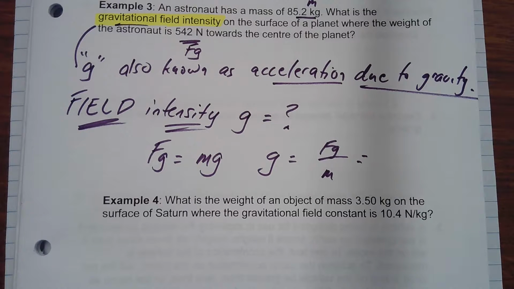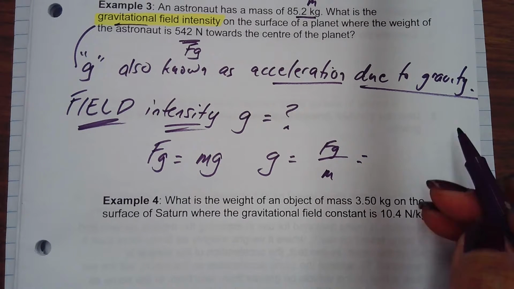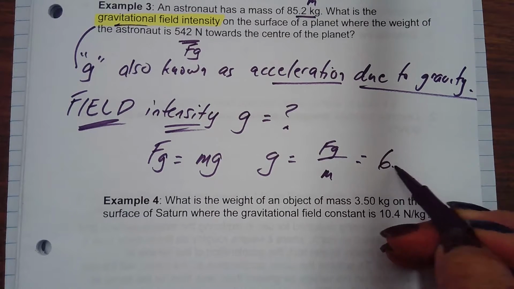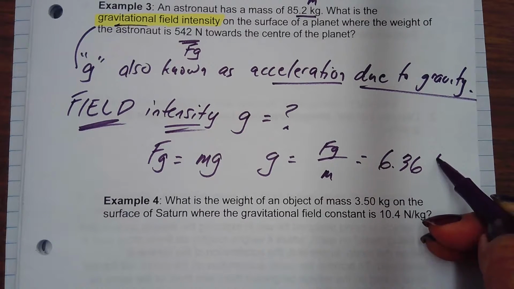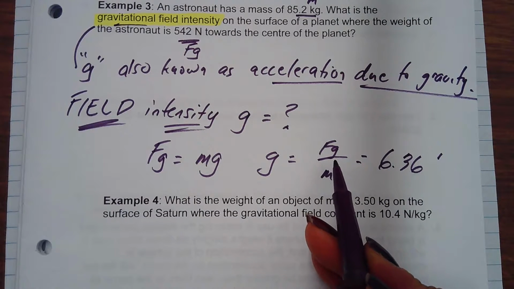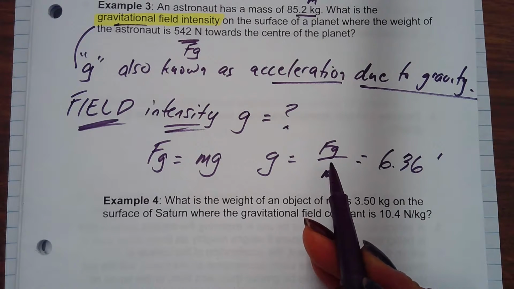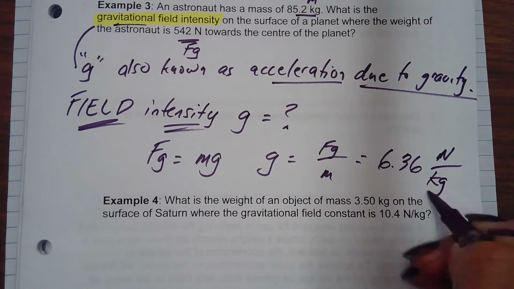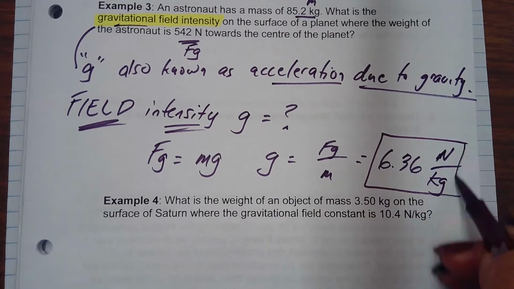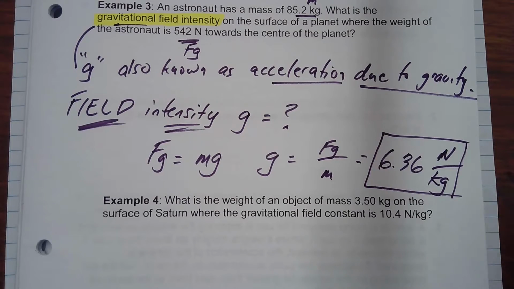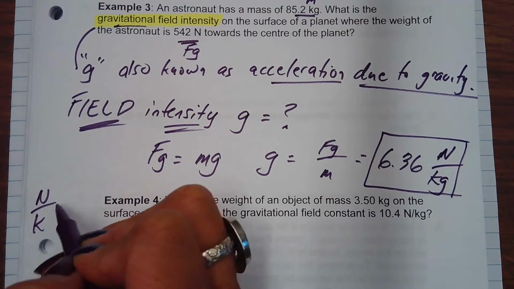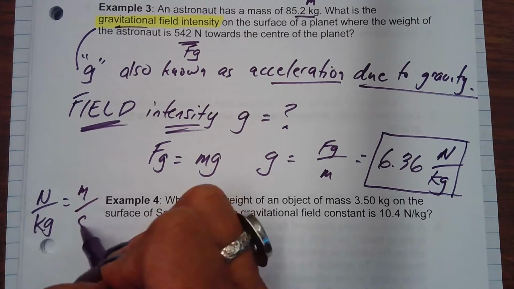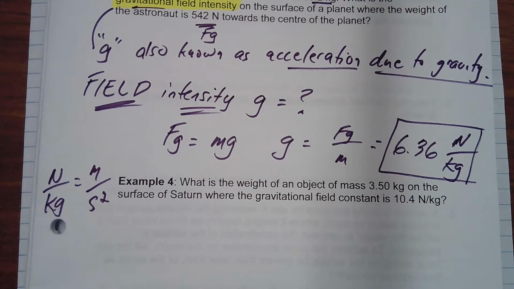Is this a planet that is less dense, less mass than Earth, or more mass or more dense than Earth? What did you get? 6.36. Now look at the unit. What is the unit for F? Newton. What is the unit for M? Kilograms. So look at this. G can also now be measured as newtons per kilogram. Newtons per kilogram is exactly the same thing as meters per second squared. You're measuring the acceleration.